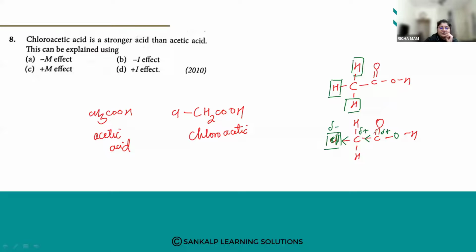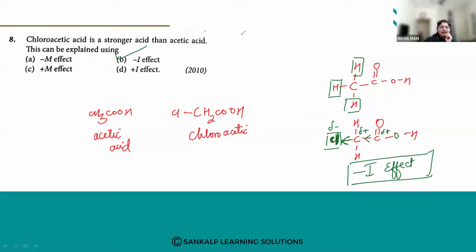Because of this, chloroacetic acid is more acidic than acetic acid due to the minus I effect, called the inductive effect. It is minus I because the chlorine atom is highly electronegative and is pulling the electron towards itself. So it is option number B.